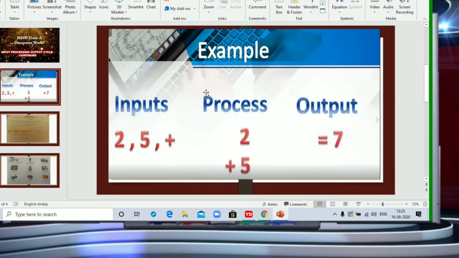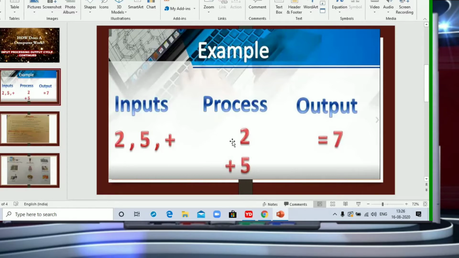Children, it is very important to understand again that without any input, the system will not work at all. System means a machine. So let's understand the working of a computer with the example given here. I told you last time the data and instructions together are the input. So here you can see 2 and 5 are the data and plus is the instruction that is given to the machine. Now what happens?